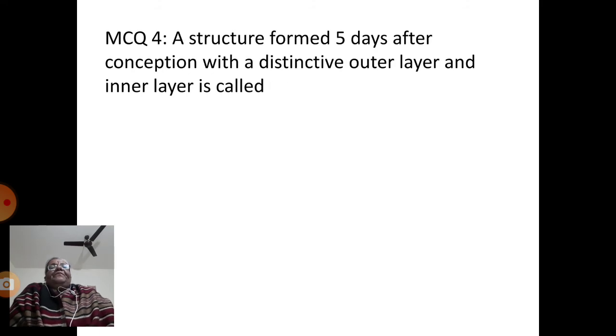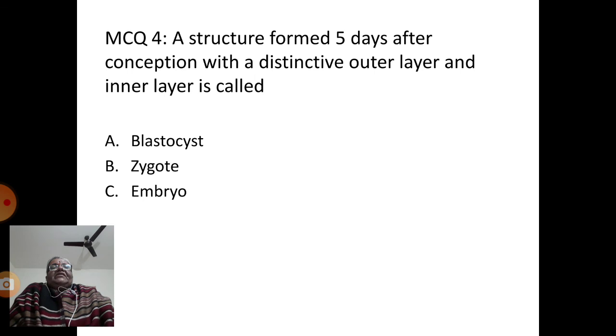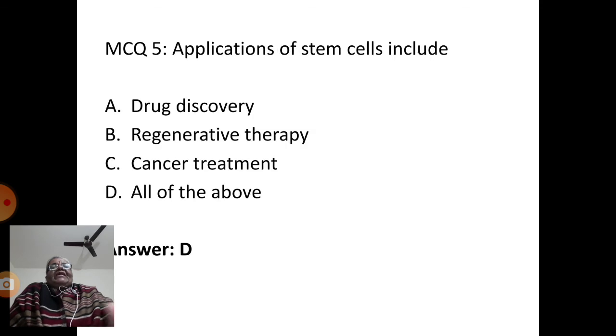Practice question 4. A structure formed 5 days after conception with a distinctive outer layer and inner layer. Okay, conception here is fertilization. A, blastocyst. B, zygote. C, embryo. D, none of the above. Answer is A, that is blastocyst, where you find stem cells, embryonic stem cells, as a mass of undifferentiated cells. Practice question 5. Applications of stem cells include drug discovery, regenerative therapy, cancer treatment, all the above.